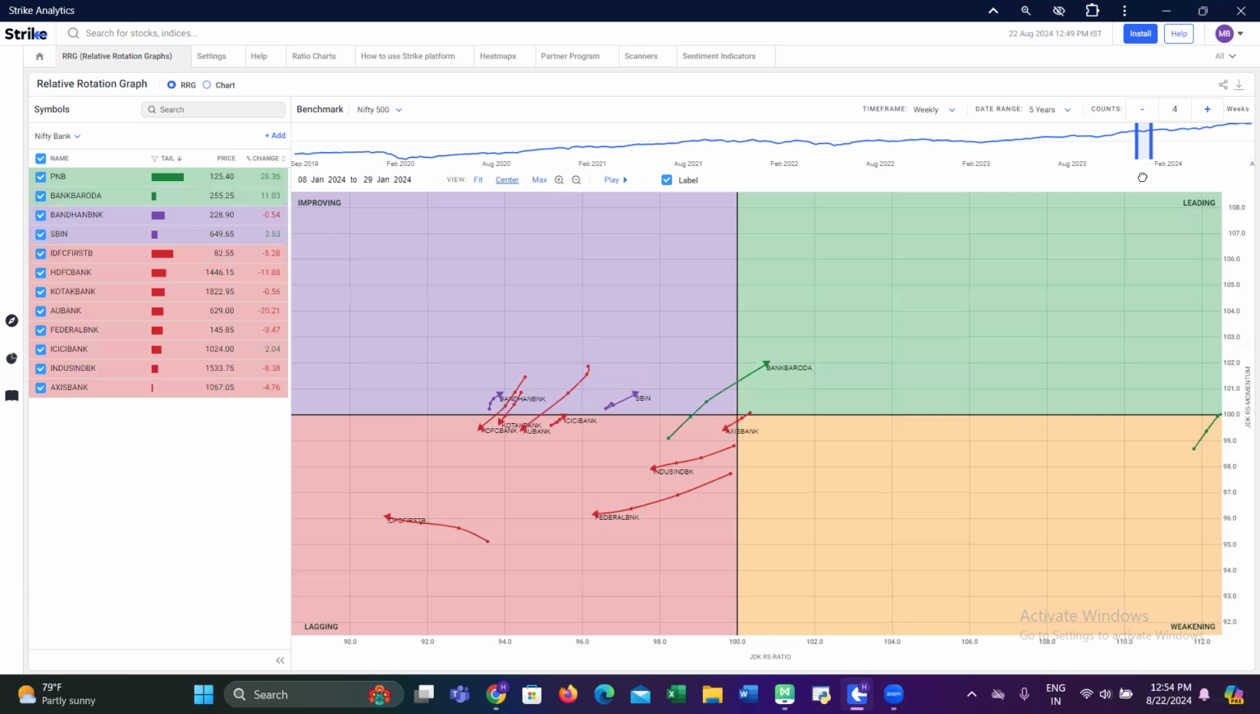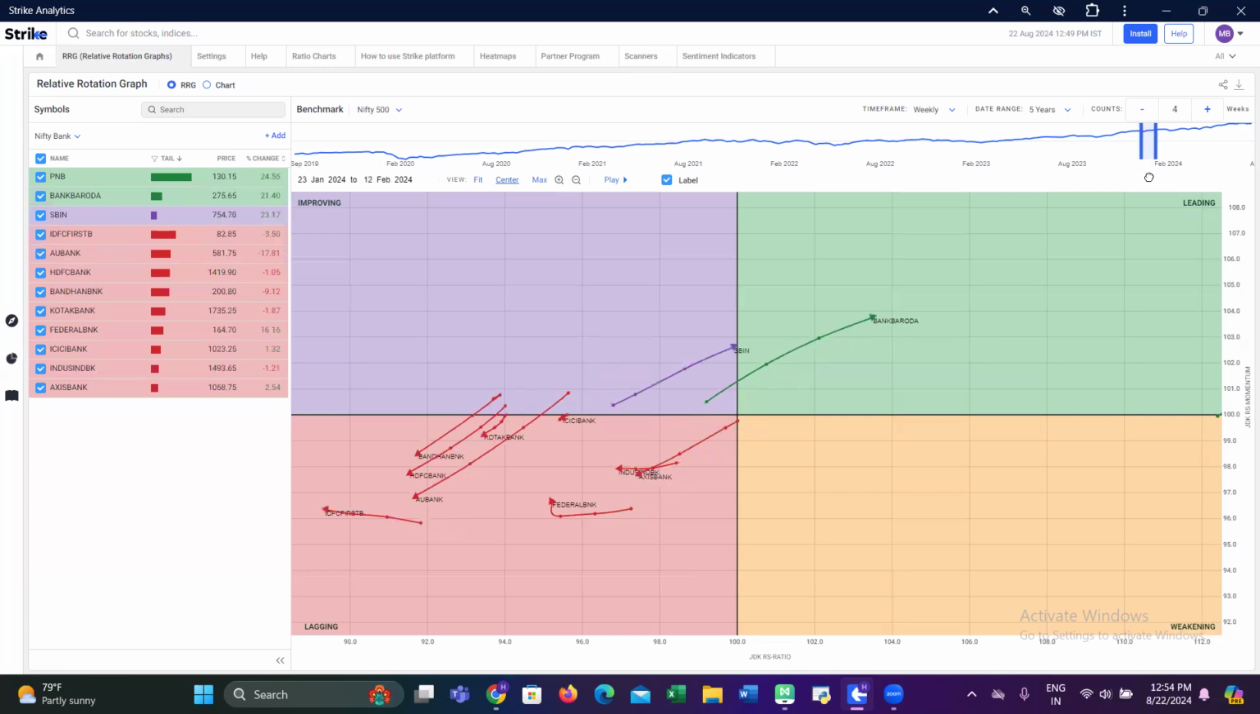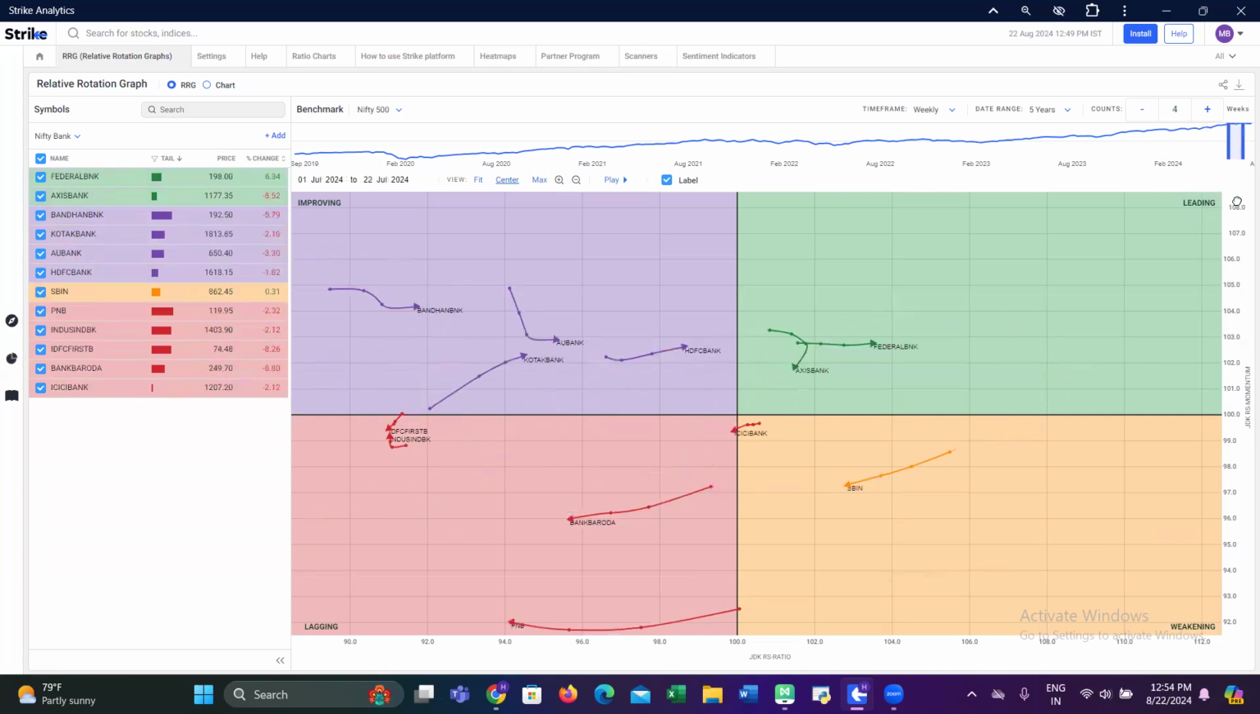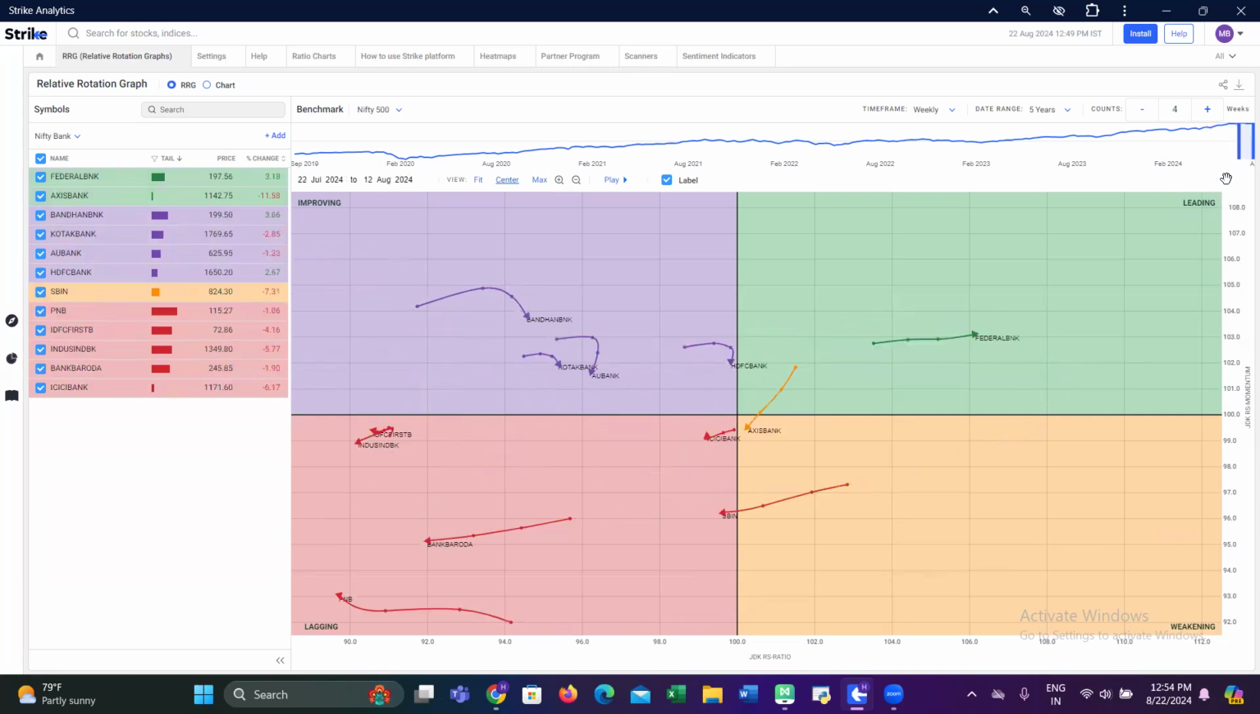and then, I mean, let's start with leading: leading, weakening, and then lagging, and then improving, and then again back to leading. So this is how the sector rotation happens. Which direction? It is in a clockwise direction.